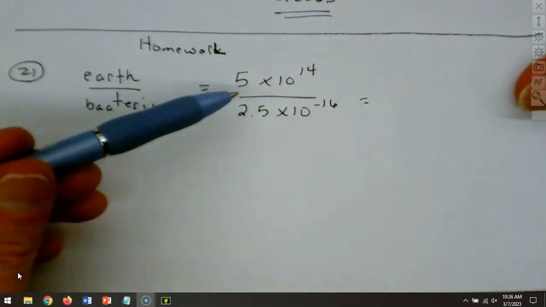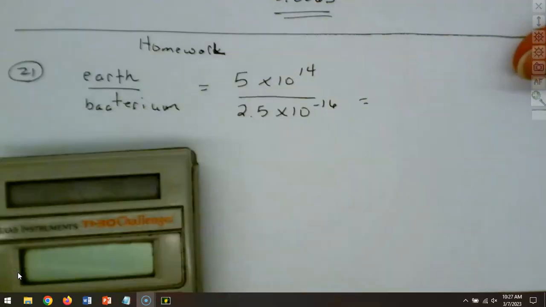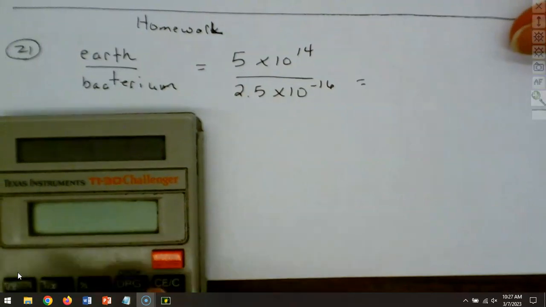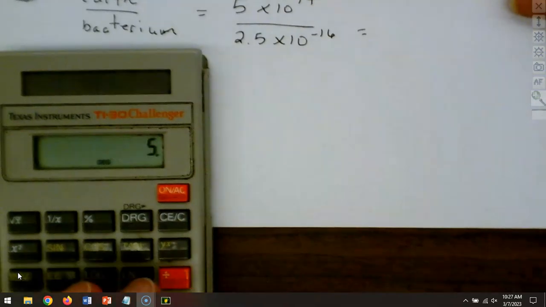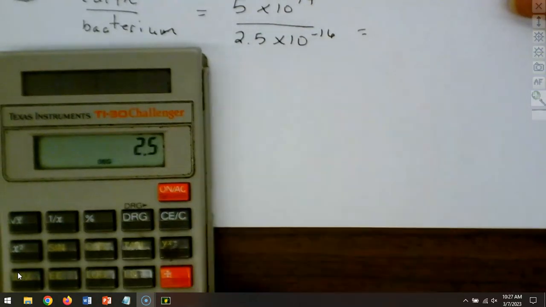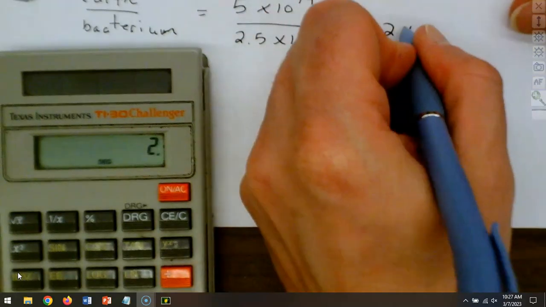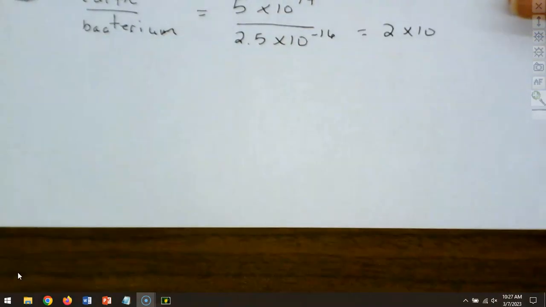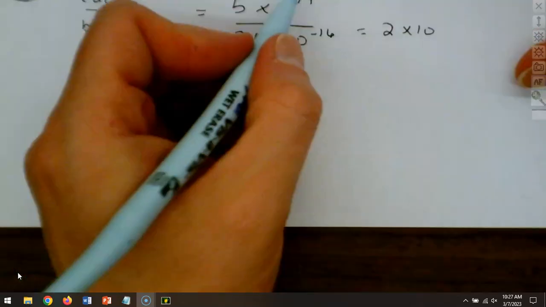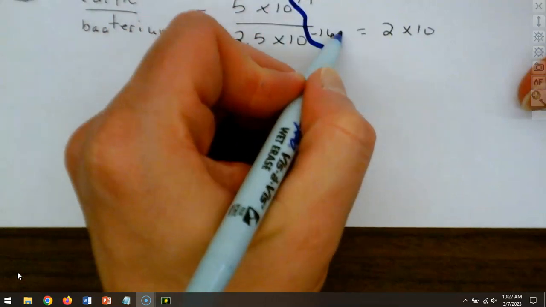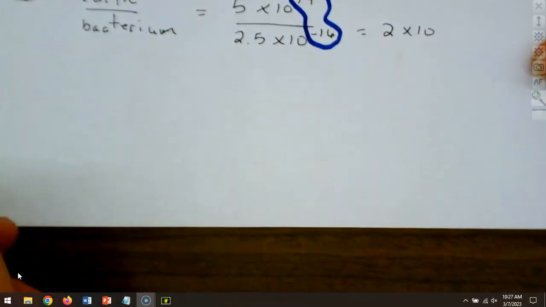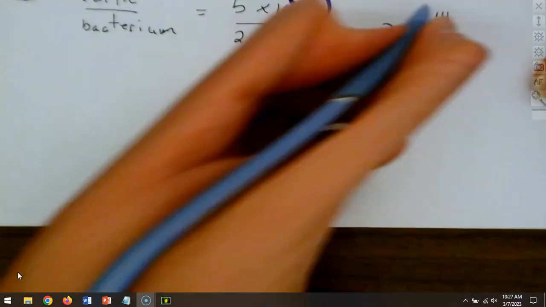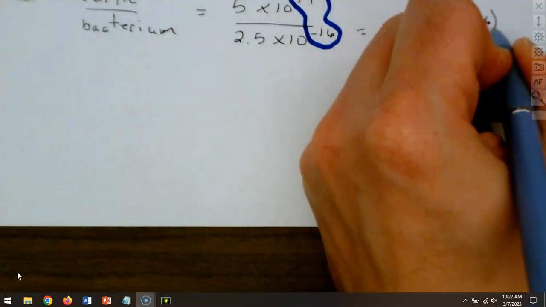First thing we do is the numbers. So let's deal with the numbers first. I always like to deal with the numbers. We've got 5. And we're going to have to divide that by 2.5 because that's down below. 5 divided by 2.5, well, that comes out to be 2. And then what about our exponents? Well, just like we would do before, we are dividing. So these exponents are going to subtract. Watch out for double negatives. So that's going to be 14 minus a minus 16.